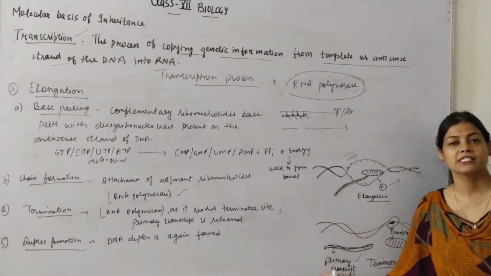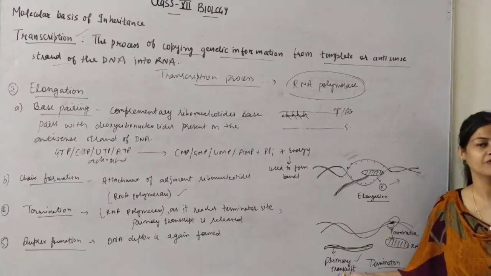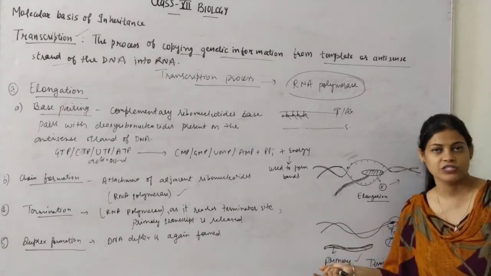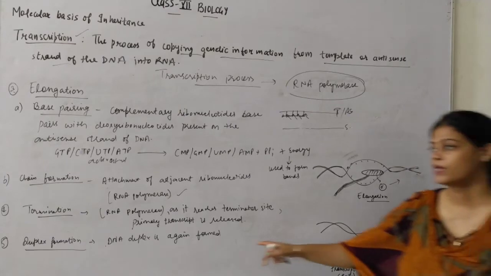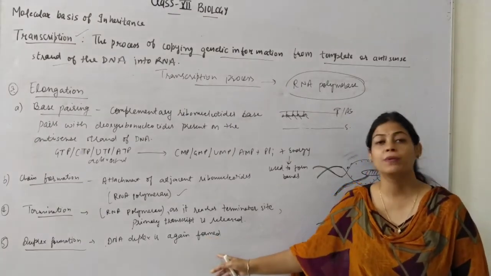This is called primary transcript of RNA. Later on, it will undergo modification for further process of translation. Okay, so this is the RNA transcript. And the next, that is the final step, is duplex formation.